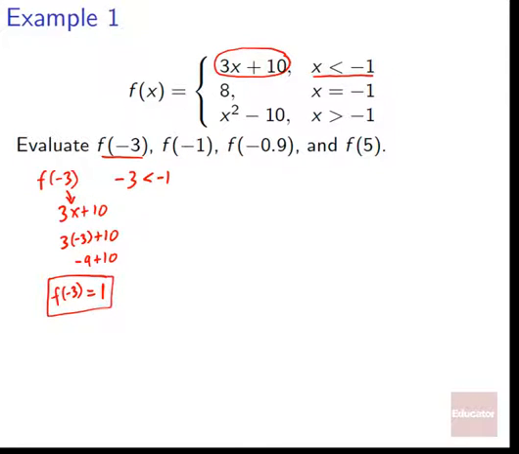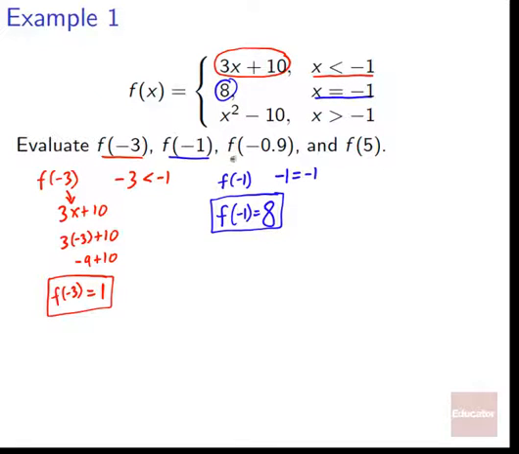Great. What about f of negative 1? What does that belong to? Well, negative 1 equals negative 1, so it's using this category right here. So that means we've got 8. There's nothing else that we have to do. It's already as simple as it can be. f of negative 1 equals 8, and that's our answer right there.